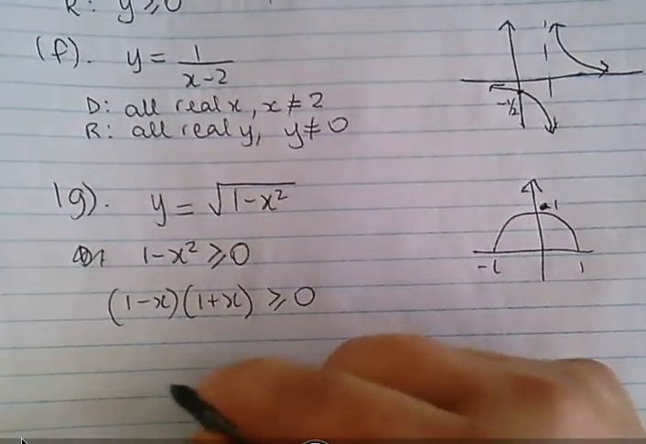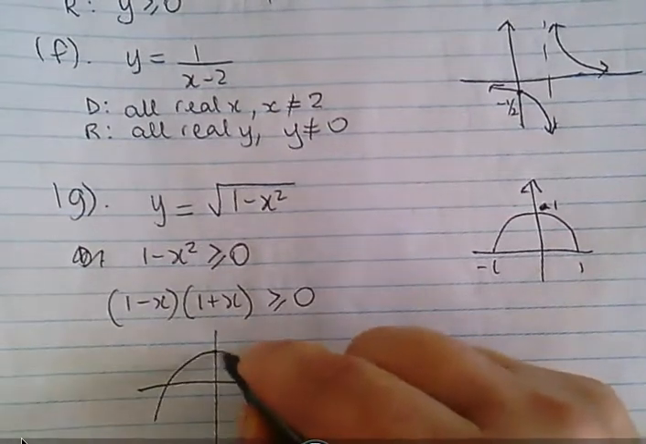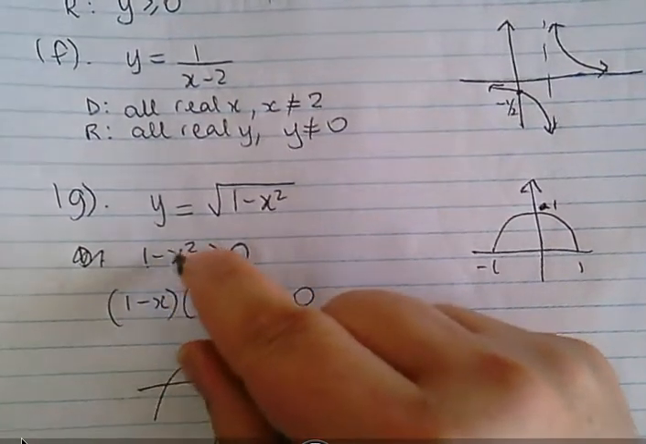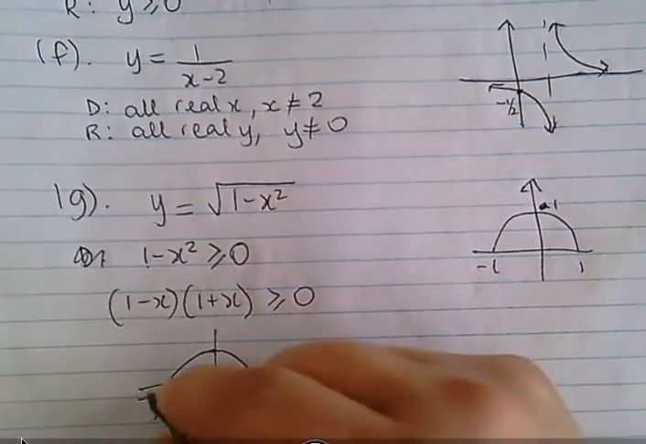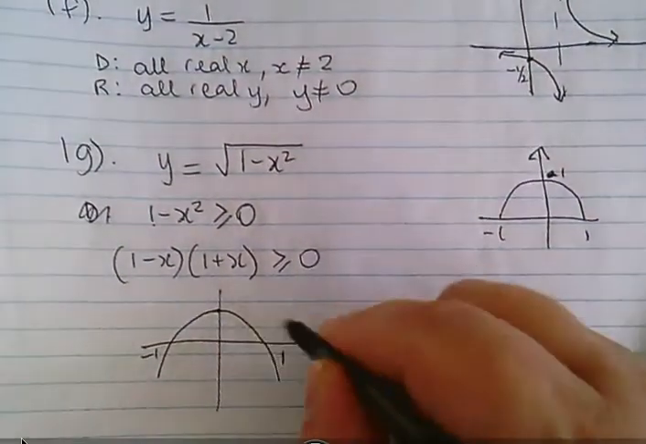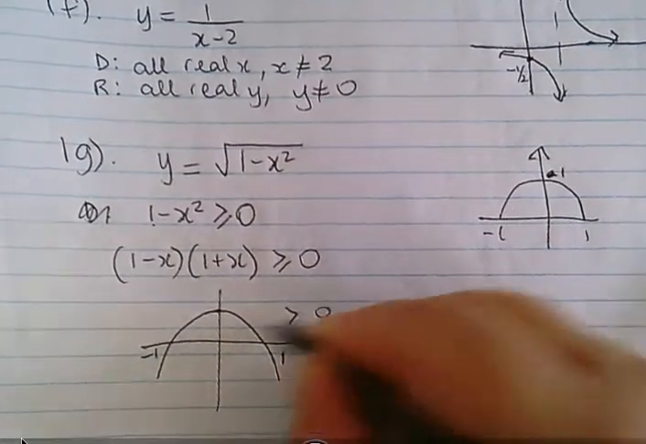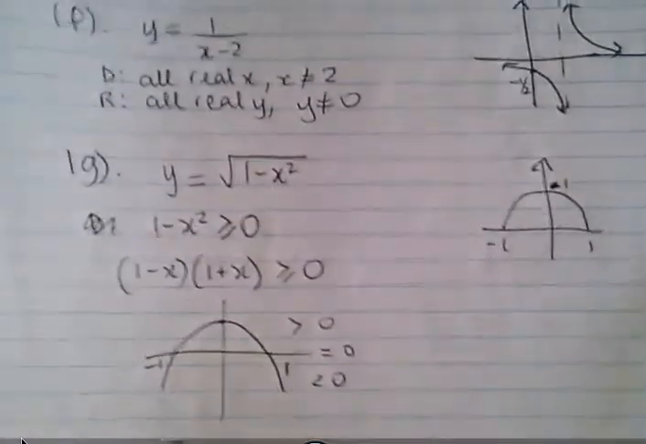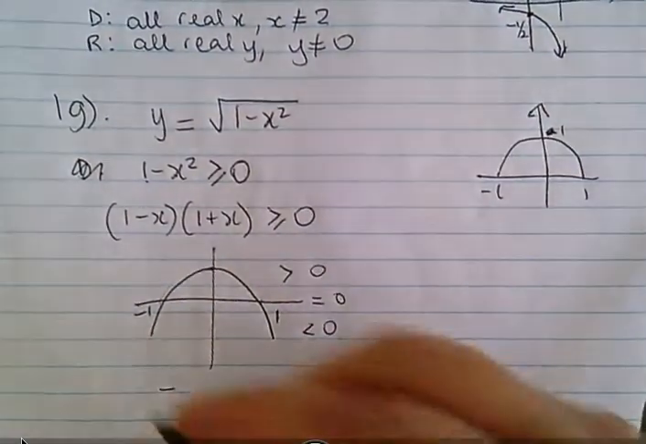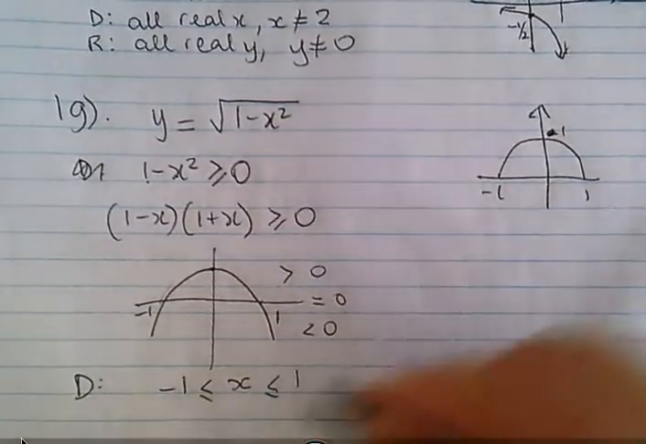Is this a concave up or down parabola? Down, shifted up. Looks like it's shifted up 1. You know, negative x squared plus 1. That's 1. That's -1. Are we good? So tell me which values are greater than or equal to 0. Yeah. And we saw that there anyway. So the domain is -1 less than or equal to x less than or equal to 1.